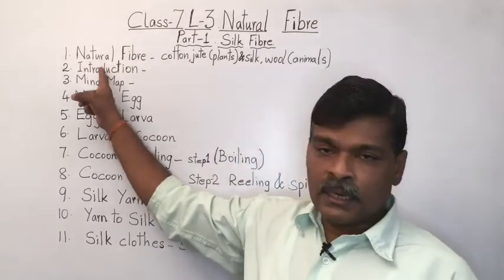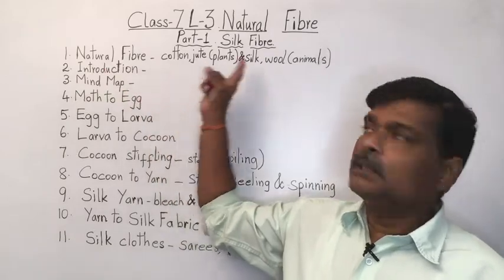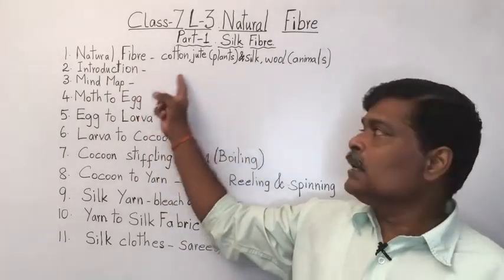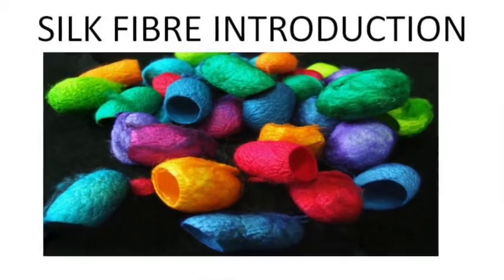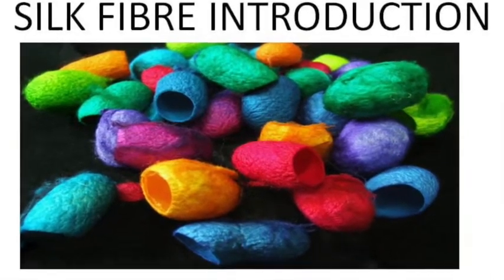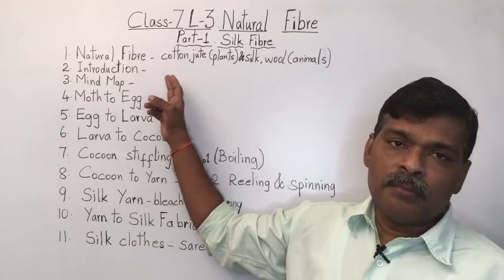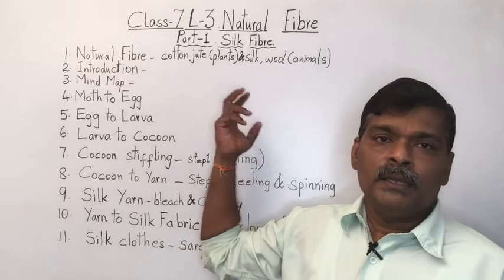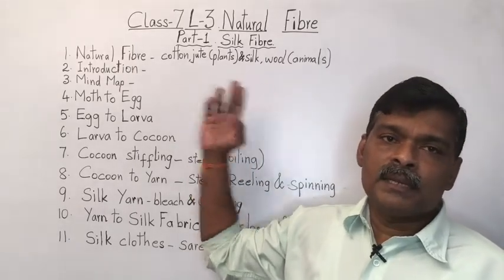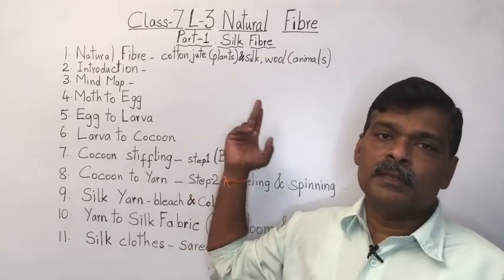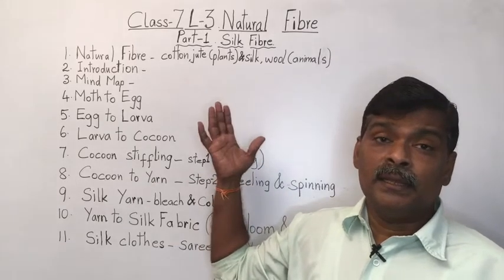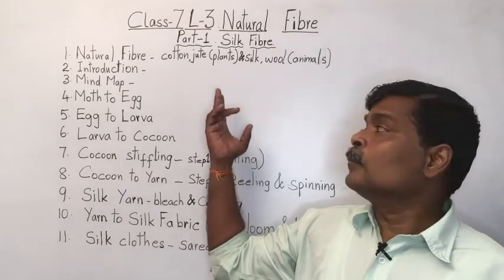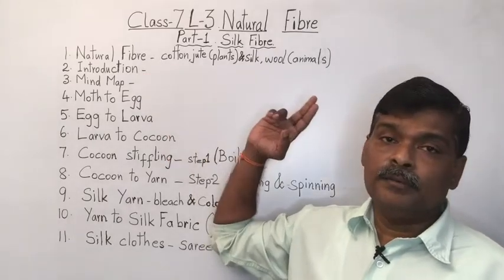As an introduction, I am going to explain how these animal fibers, that is natural fibers, are useful. They are shining, long lasting and smooth. The silk fiber is very smooth. When we go to any marriage or functions, we wear silk sarees or silk dhotis, silk shirts. Why? It is shining and its appearance is very good. For that purpose we mostly use silk fiber.